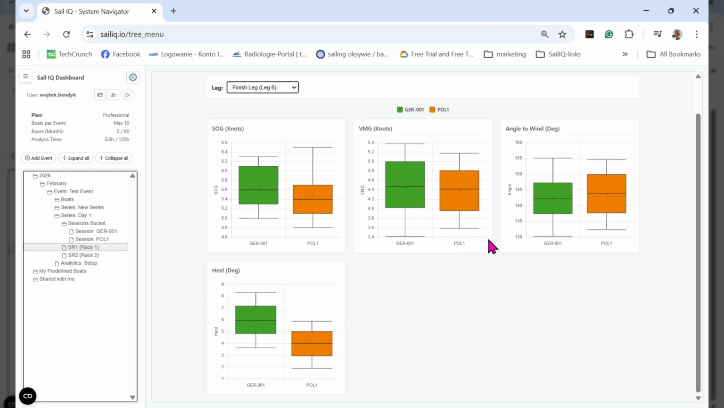To summarize, leg analysis is a powerful tool for understanding the relationship between angle to the wind, speed over ground, velocity made good, and heel, and how these factors combine to influence overall performance.